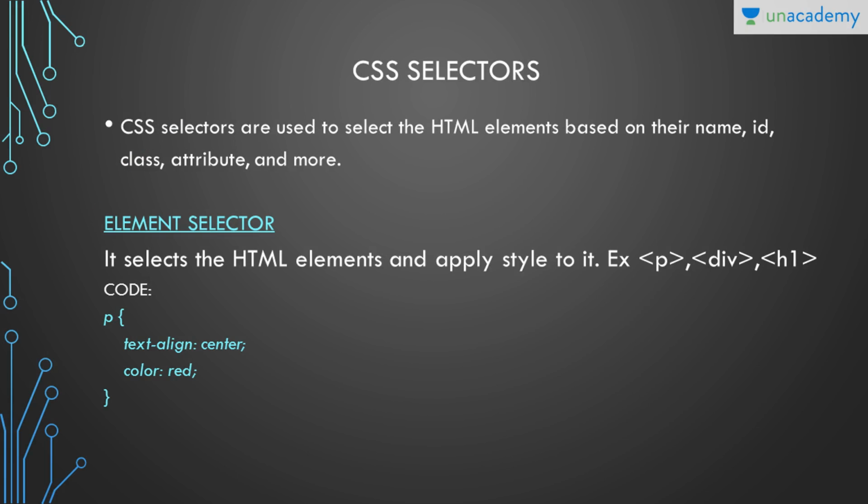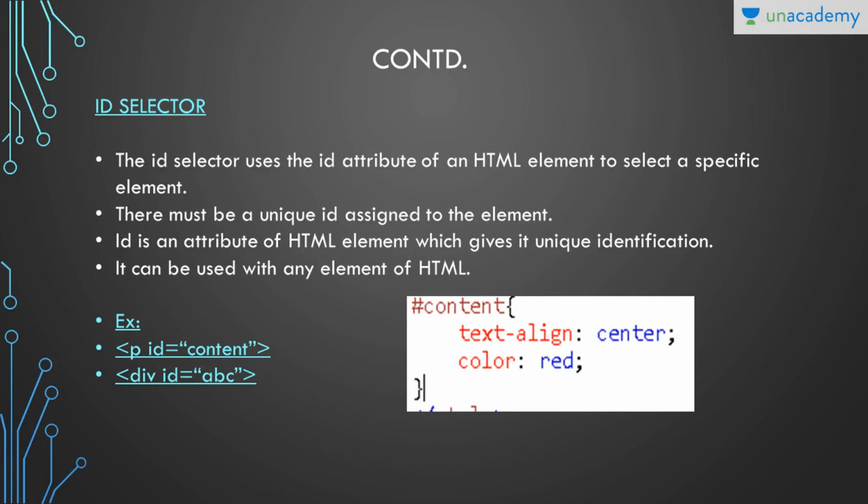Now the second is the ID selector, right? Well, the ID selector uses the ID attribute of an HTML element to select a specific element. Okay, so if there are 7 to 8 paragraph elements in my HTML document and I just want to select a particular one, right, I'll use the ID selector. There must be a unique ID assigned to that element. Okay, so ID selectors simply give a unique identification to our HTML element. So for example, you can see here that in my paragraph element I've used an ID, content, right?